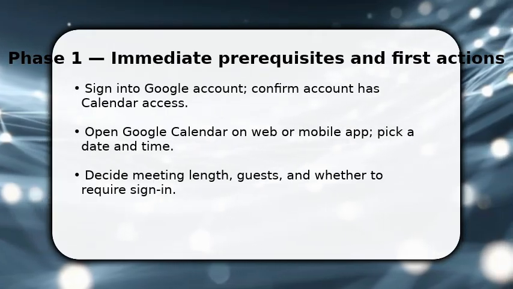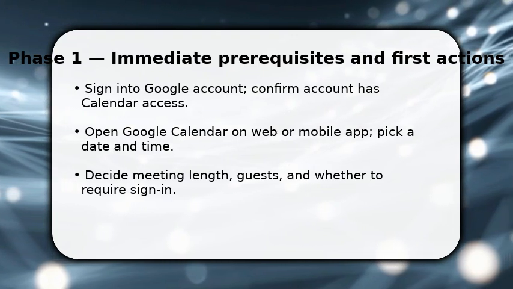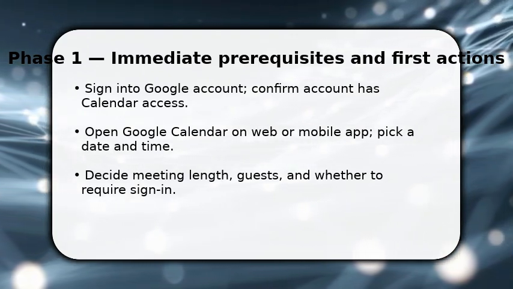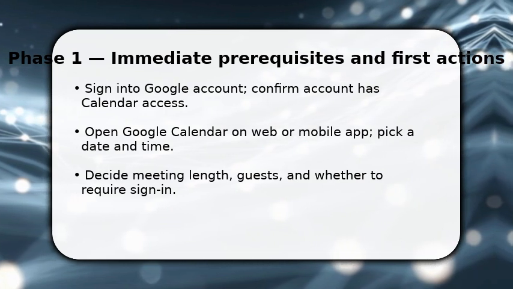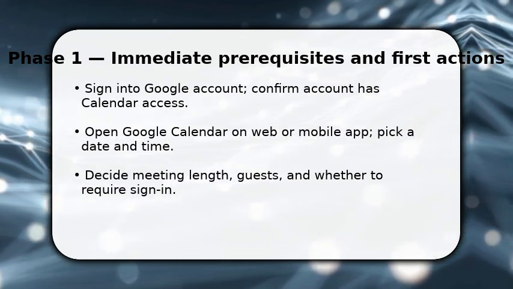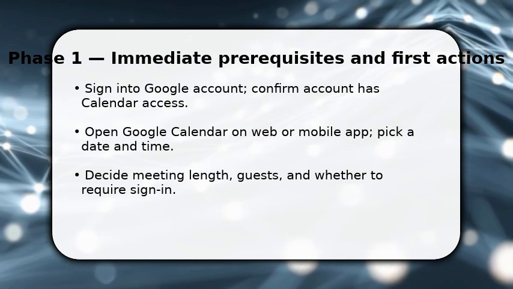You start by signing into your Google account and opening Google Calendar. This gives Meet permissions immediately. Once done, click the date and time you want and choose Create. Don't pause to tweak details yet.